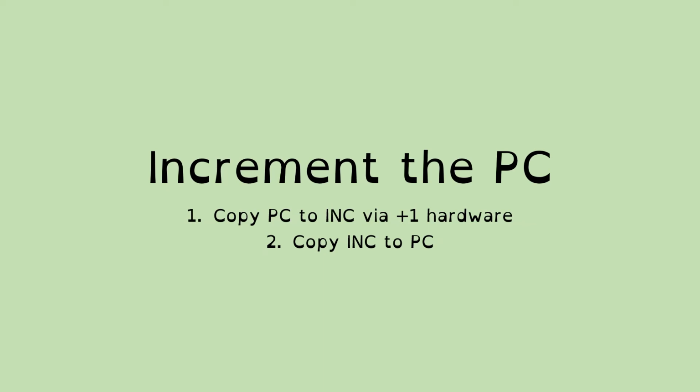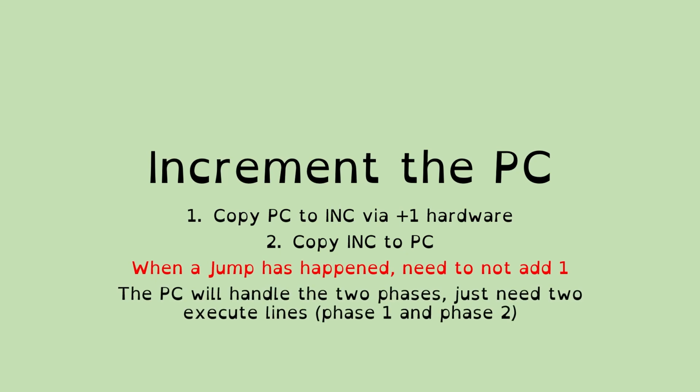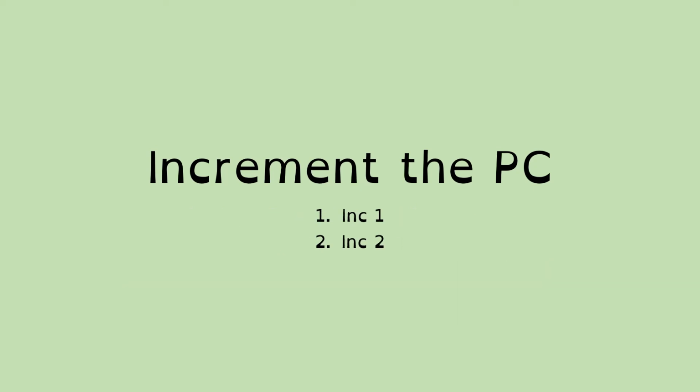The first phase is to copy PC to Inc via the adding-one hardware, and then the second phase is to do the copy back again, so to copy Inc back to PC. When a jump has happened, and we'll deal with this in more detail later, we need to not add one. And actually, we've got hardware already that can deal with this, so we'll reuse some of that. So the program counter itself will actually handle the two phases. We're just going to give it two control lines, two execute lines, and we're going to call these increment 1 and increment 2. So here we go. That's the two phases that we need for incrementing the PC.